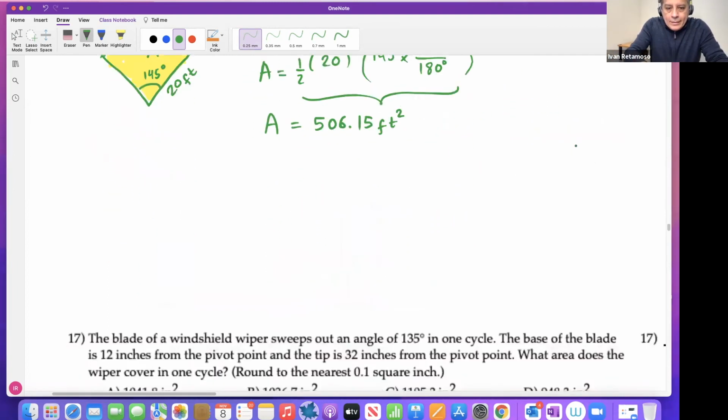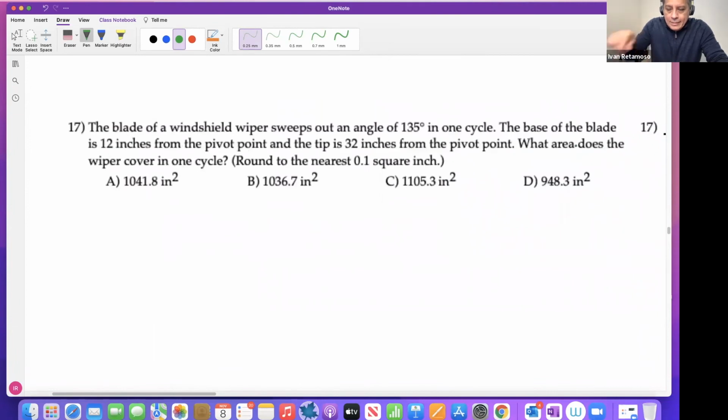Now, here is another one. It's a little bit tricky, but I will give you a hint. I think you should be able to do it. It says the following. The blade of a windshield wiper sweeps out an angle of 135 degrees in one cycle. The base of the blade is 12 inches from the pivot point, and the tip is 32 inches from the pivot point. What area does the wiper cover in one cycle? Round to the nearest 0.1 square inch.